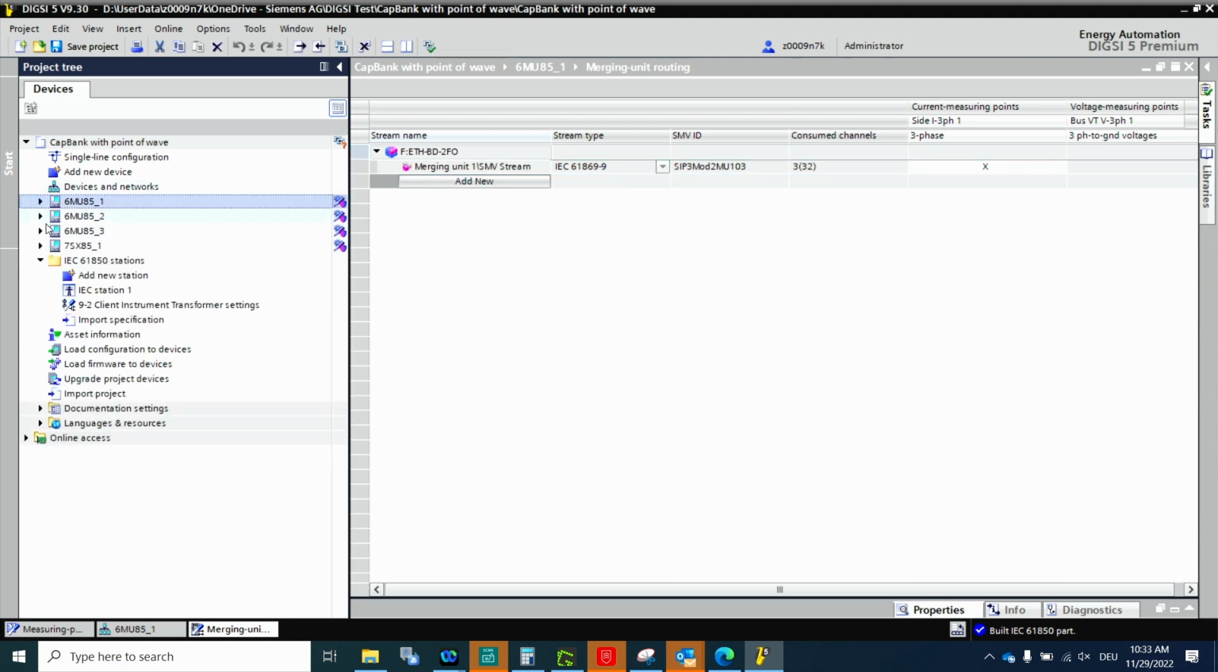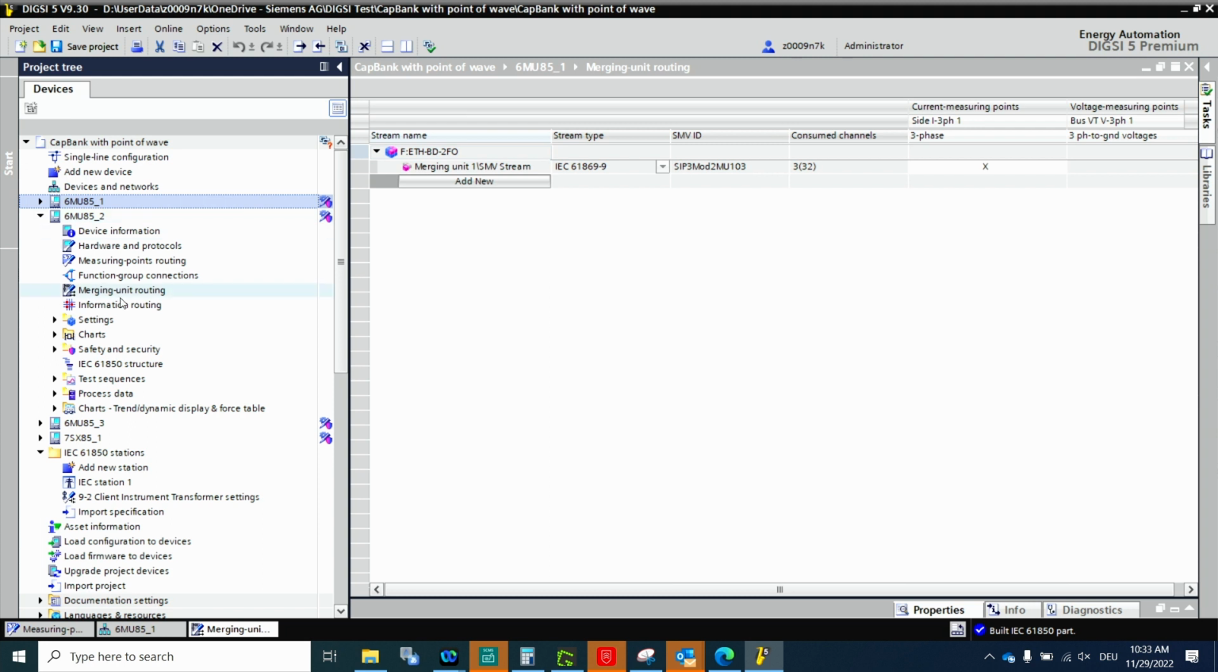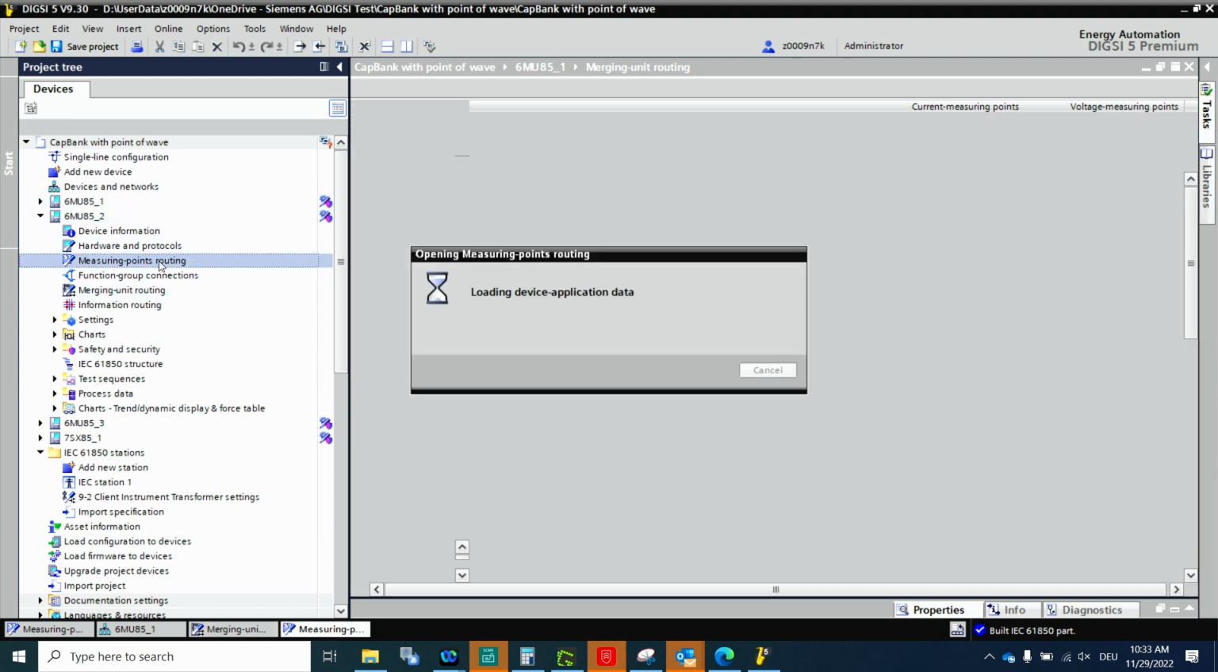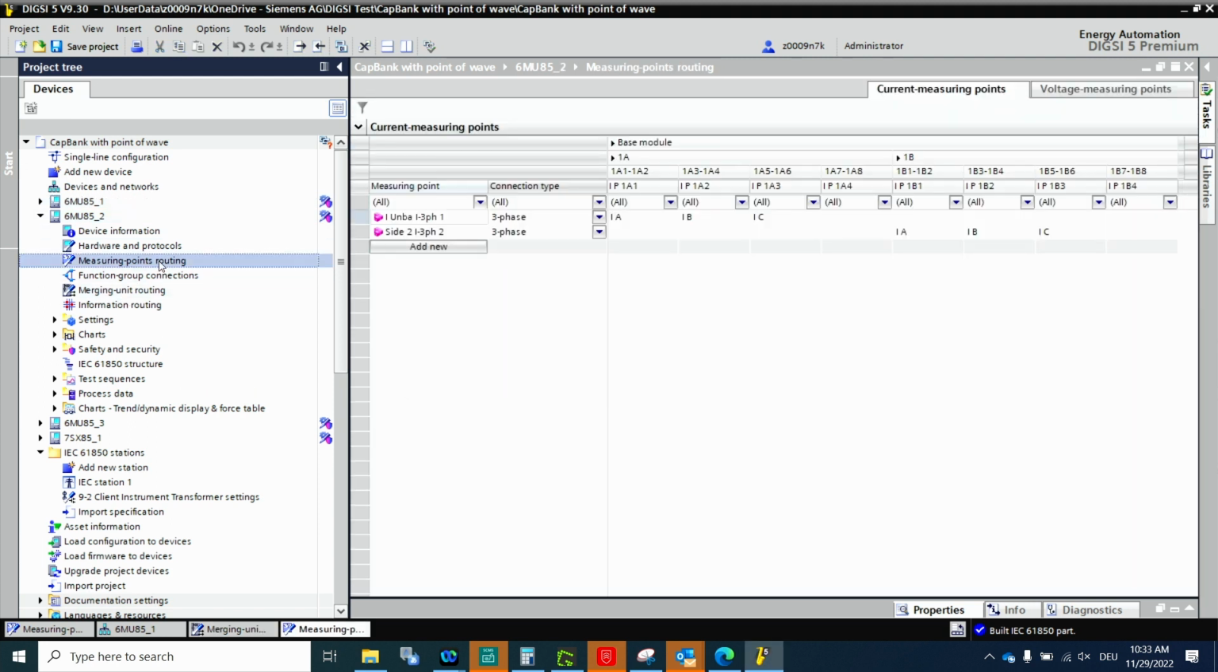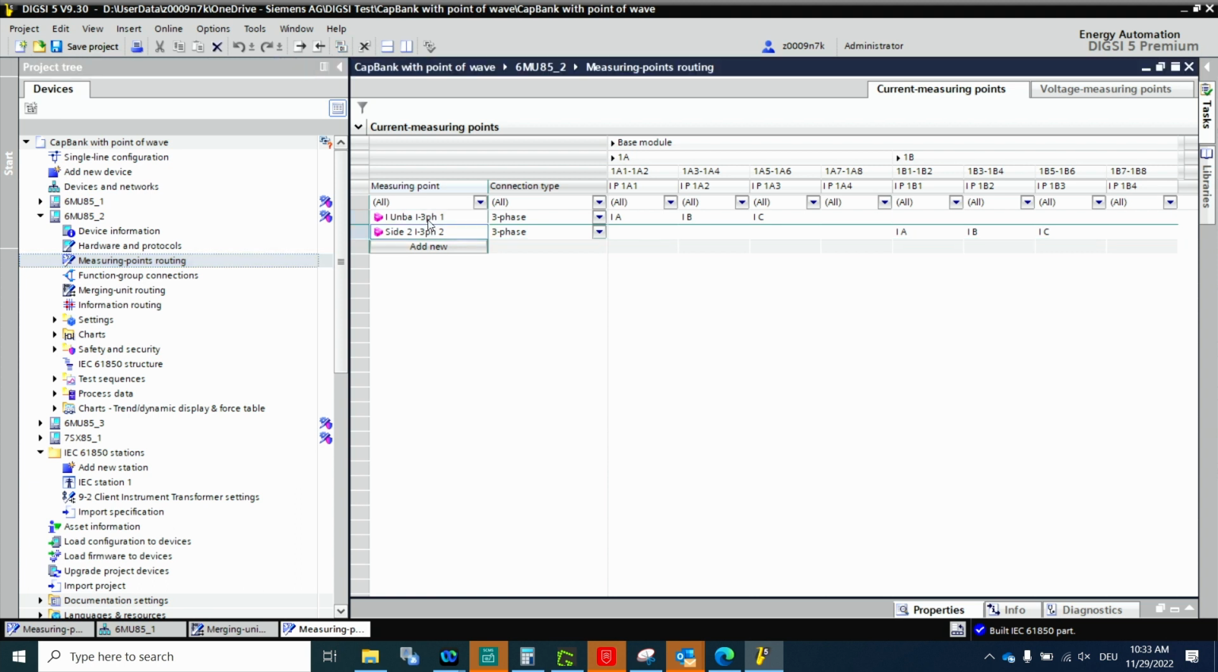Keep in mind that the merging unit 6MU85 is interoperable and backwards compatible and accepts streams following the standard 61850-9-2 Lite edition. Then, the second merging unit is configured, in this case with the measuring points related with the current for side 2 of the differential protection for the capacitor bank, and the currents for the unbalanced current protection 60C for the capacitor bank.